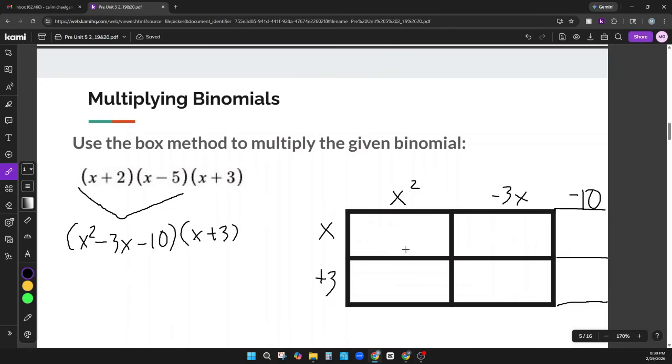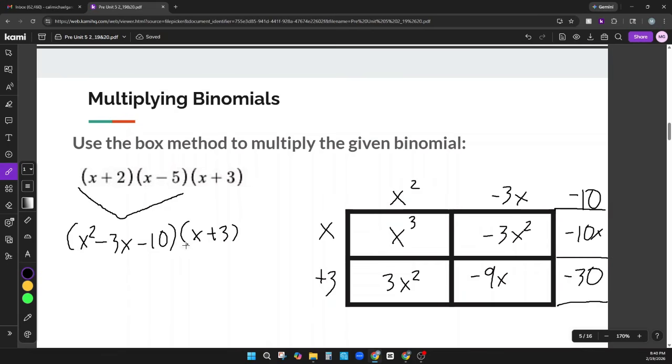And like I said, we're multiplying, so we're going to populate our box with the result of the intersections of our two values. This first box is going to be x times x squared, which gives us x to the third. Our next box is going to be x times -3x, gives us -3x squared. We have x times -10, which gives us -10x. X squared times 3, that's going to be 3x squared. 3 times -3x is going to be -9x. And 3 times -10 is going to give me -30.